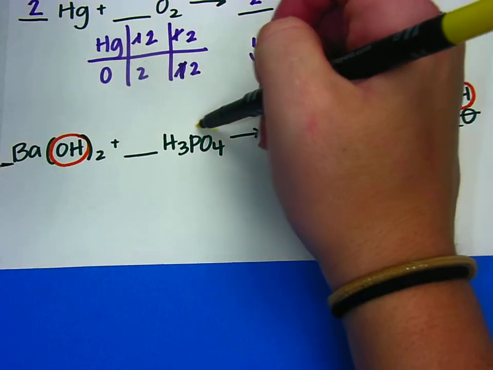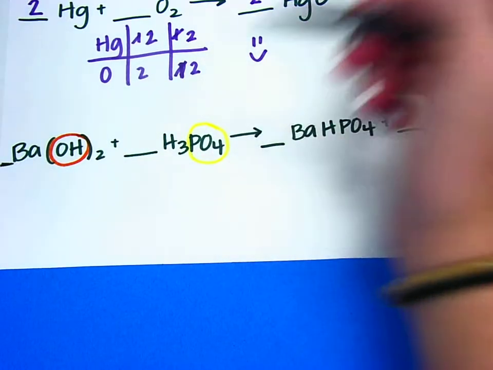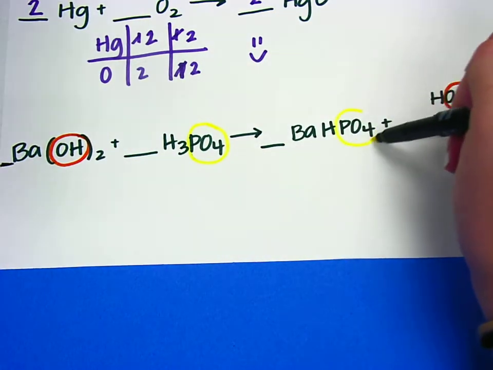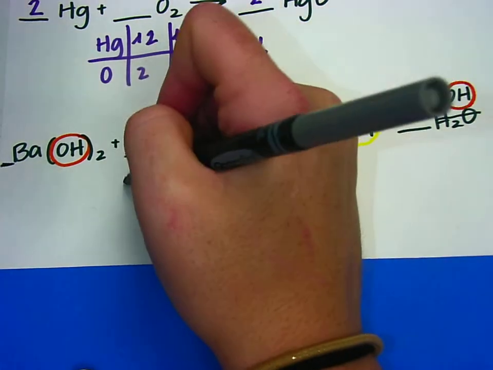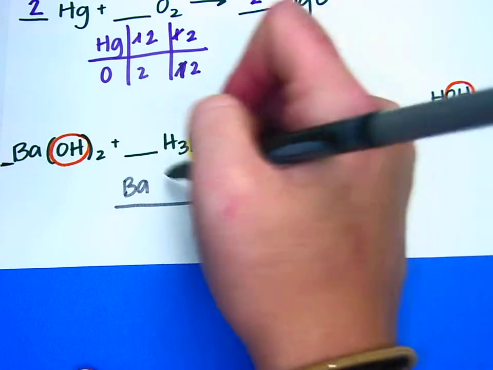I can also do that for PO4. PO4 is another polyatomic ion that I can use to balance. I'll group that whole PO4 together. So when I create my chart, there's one barium on each side.